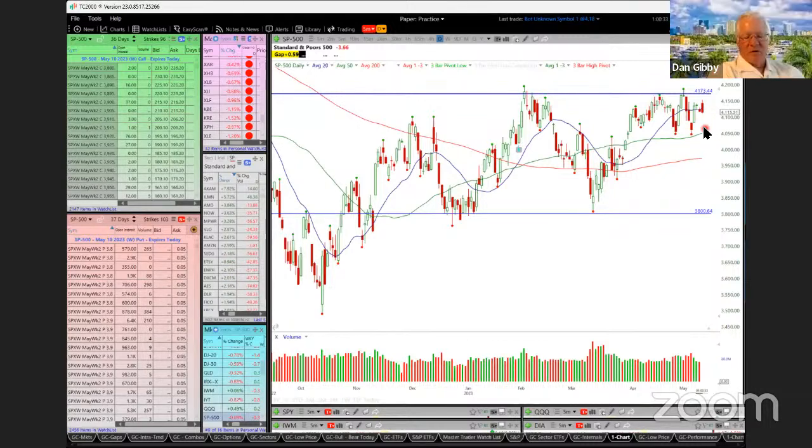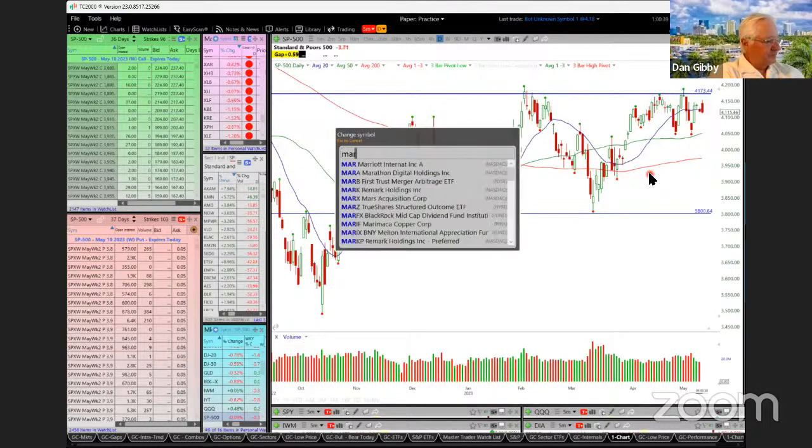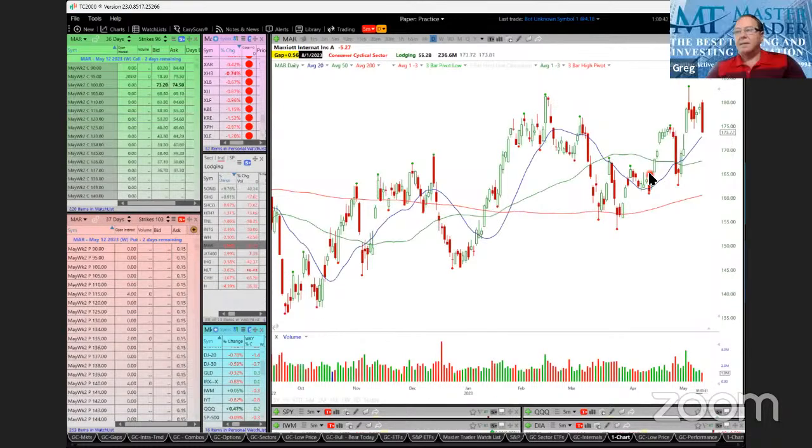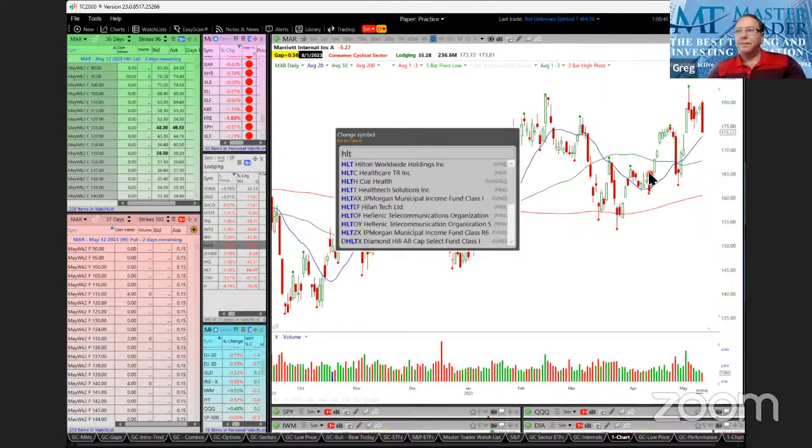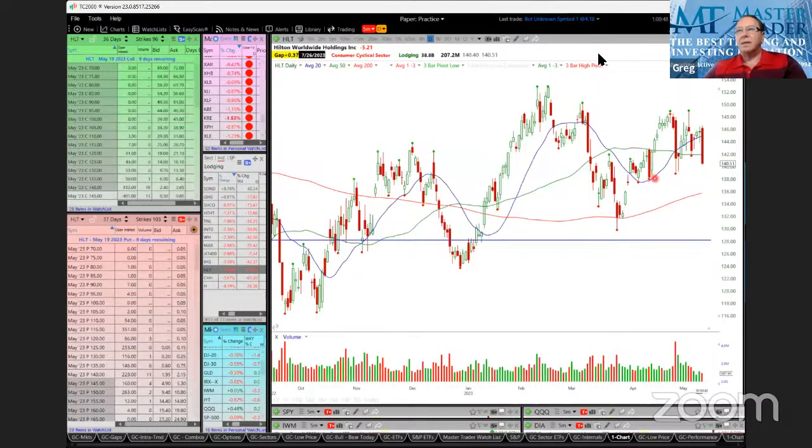And yeah, look at the hotel stocks. They look horrible. Marriott, Hyatt, Hilton. Yeah, that's pretty ugly. So there's Hilton. Wow, that's really ugly.